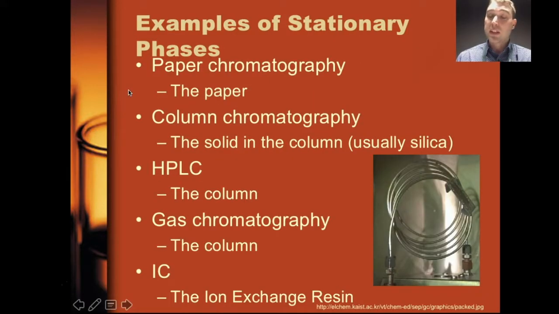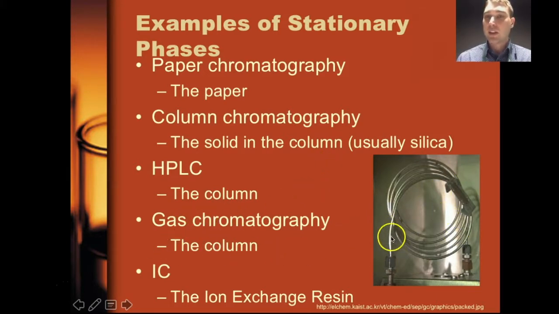So, examples of stationary phases: in paper chromatography or thin layer chromatography, it's paper usually. In column chromatography, it's the solid inside the column, and like I said before, it's usually silica. In high performance liquid chromatography, it's the substance on the inside of the column, and in gas chromatography it's the same.